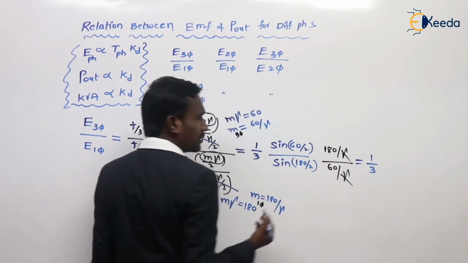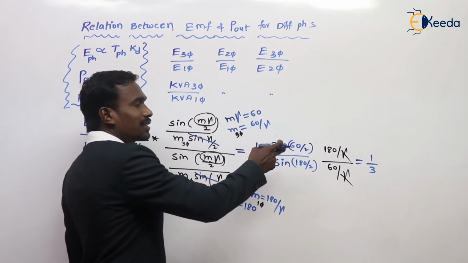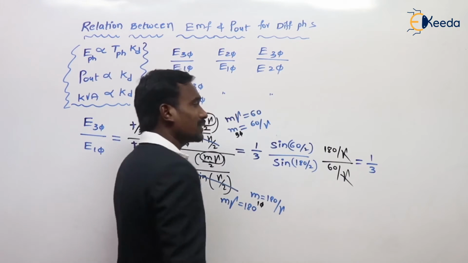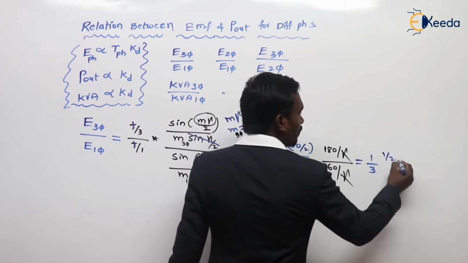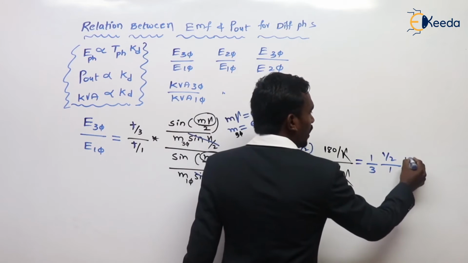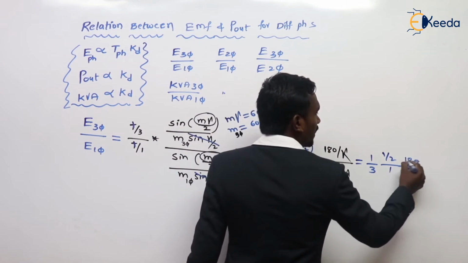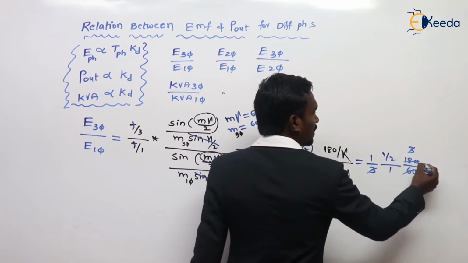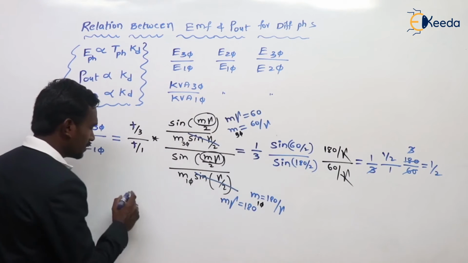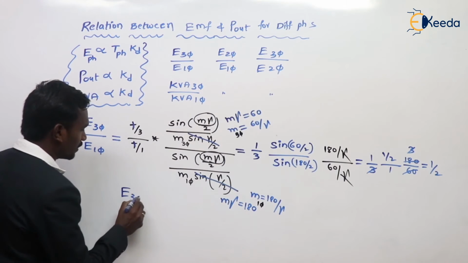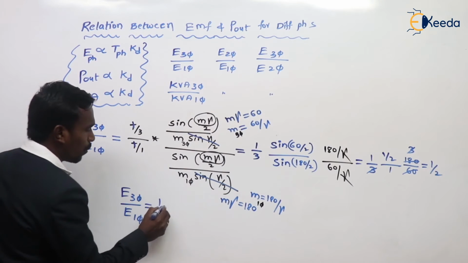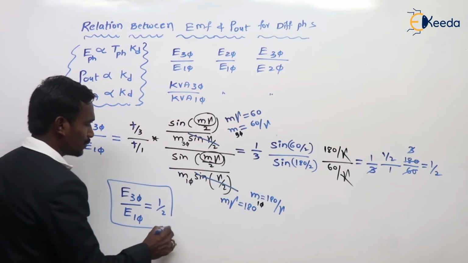1 by 3 times sine 60 by 2 and sine 180 by 2. What is the value of sine 60 by 2? Sine 30, which is 1 by 2, and sine 90 is 1. And 180 upon 60, the 3 gets cancelled with this 3. So the answer is 1 by 2. The conclusion is that the EMF for three phase to the EMF for single phase is equal to 1 by 2.